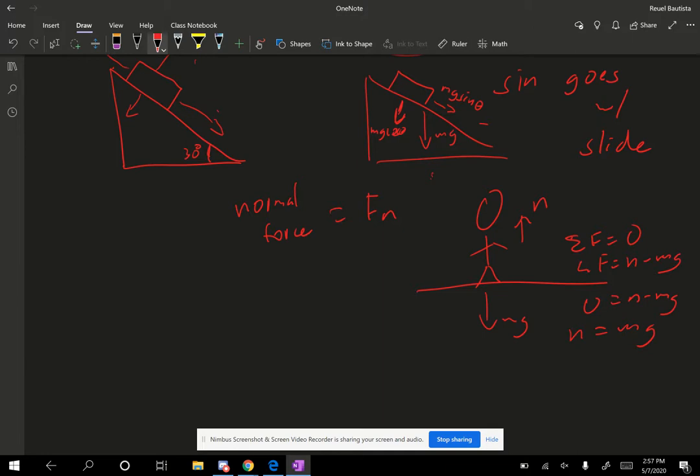Another important thing is the force of friction. The force of friction is super, super important. Remember the fun equation. This is the coefficient of friction.